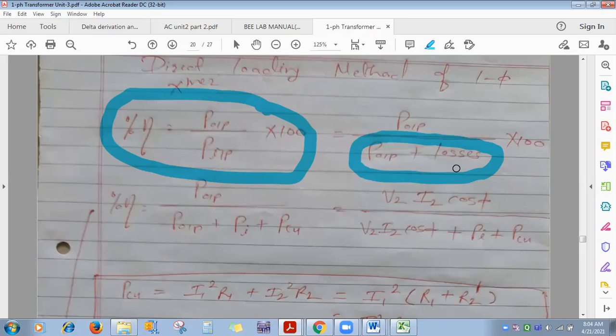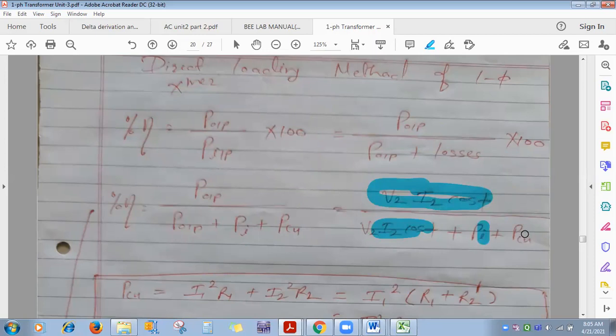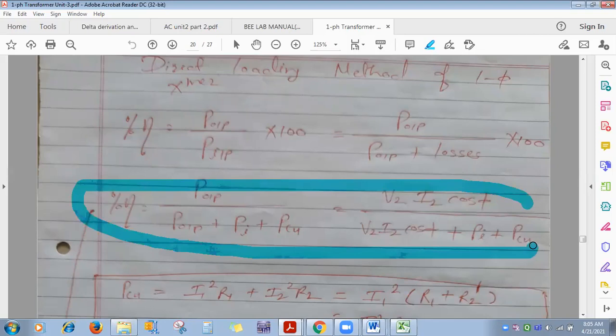And we have seen the losses in a transformer: iron loss and copper loss. So this is the modified formula for efficiency. Now, this is the single phase transformer, so output power is single phase AC power. Formula is V2 I2 cos phi, where cos phi is the load power factor, the load which is connected across the secondary. Now this is the output divided by output plus iron loss plus copper loss. This is the general formula of efficiency.